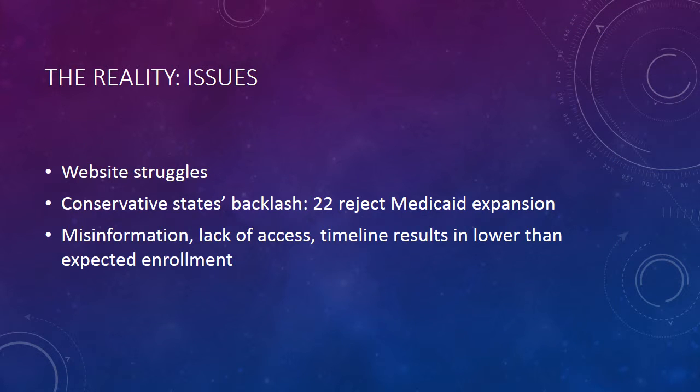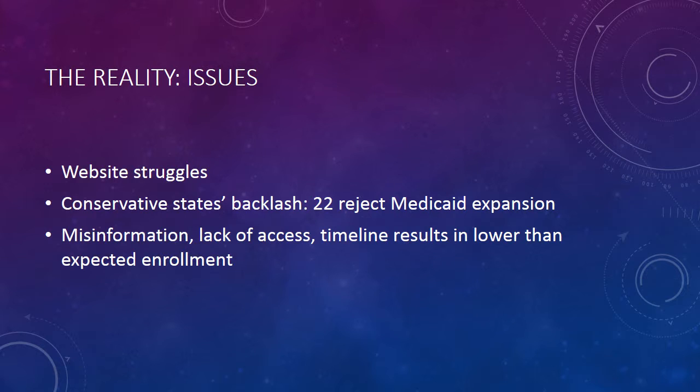The actual implementation of the ACA was not quite as successful as many hoped. The first and most obvious issue was the crash of the healthcare.gov website. The website faced a myriad of issues which ultimately meant millions of Americans were unable to access the information they needed to enroll in mandated health insurance. Public outcry was immediate and heated.